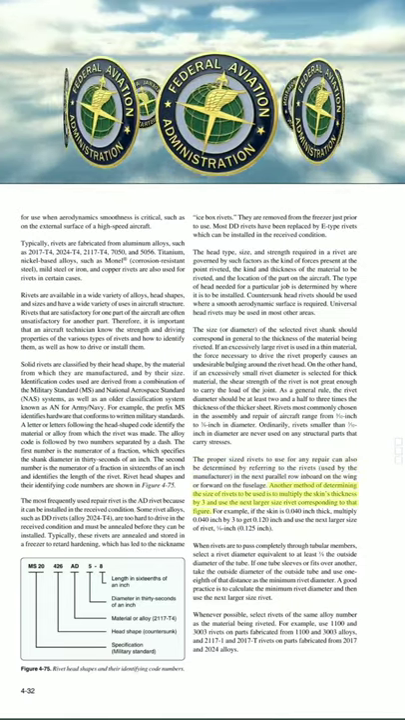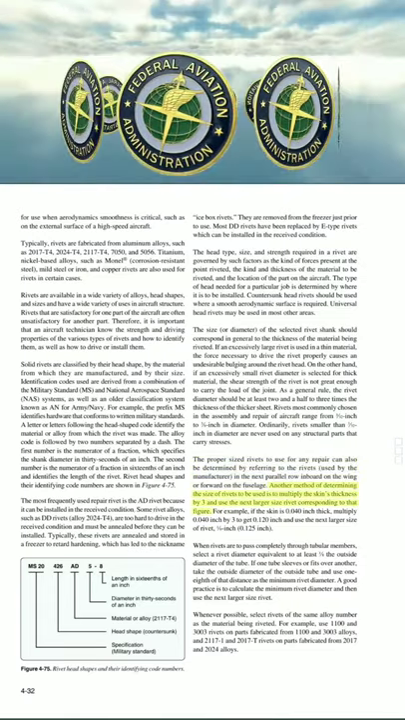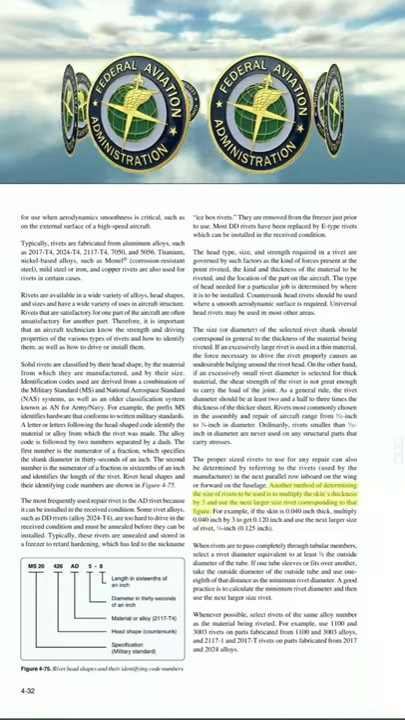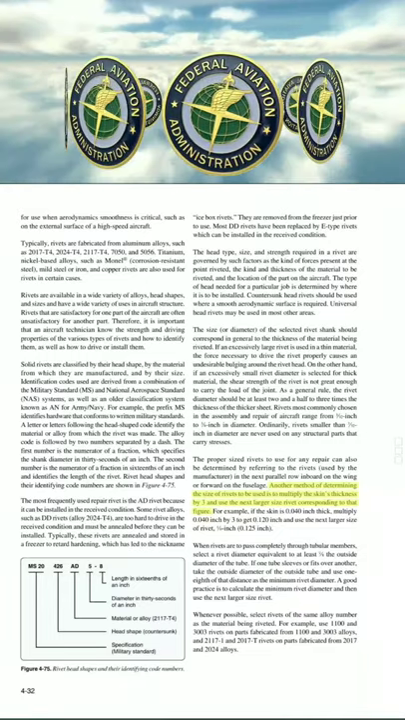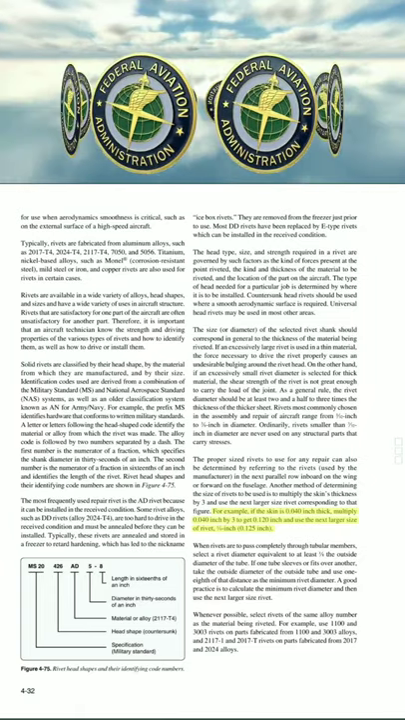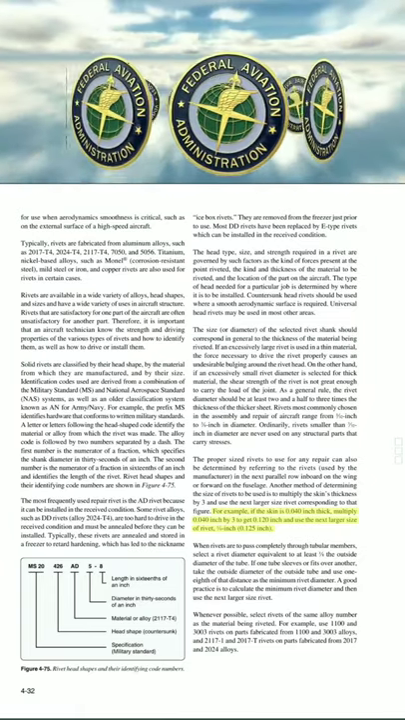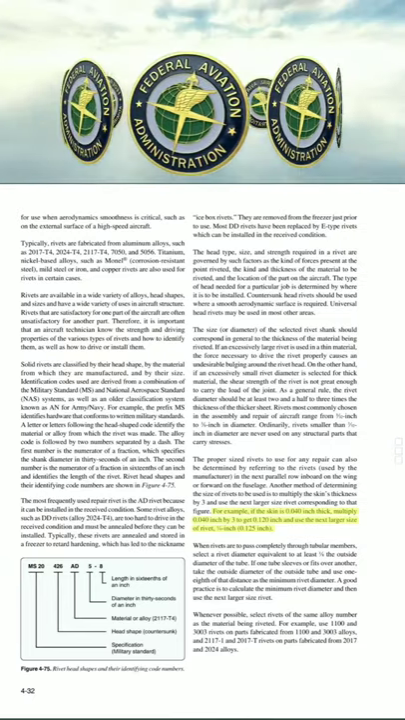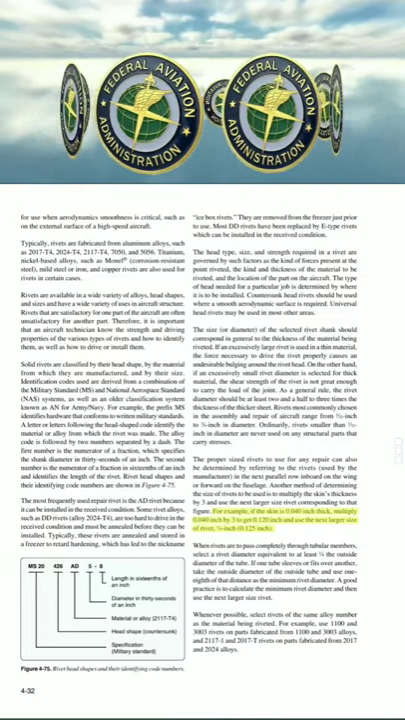Another method of determining the size of rivets to be used is to multiply the skin's thickness by 3 and use the next larger size rivet corresponding to that figure. For example, if the skin is 0.040-inch thick, multiply 0.040-inch by 3 to get 0.120-inch and use the next larger size of rivet, 1/8-inch, 0.125-inch.